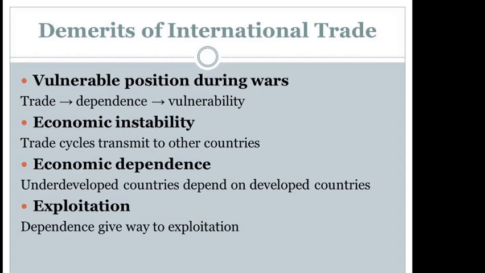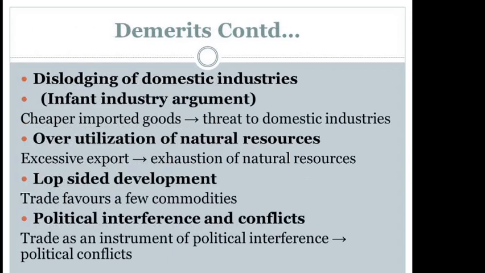For example, the OPEC countries, Organization of Petroleum Exporting Countries, they are able to charge high price for petroleum products due to their near monopoly position. They are the sole suppliers of a particular commodity for which there is no close substitute. So they can charge a higher price for that good. They can exploit the consumer countries. So that is the case of exploitation.